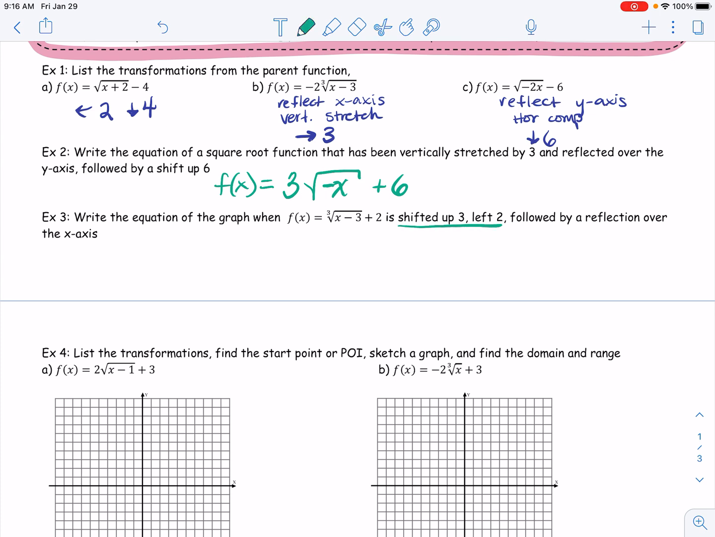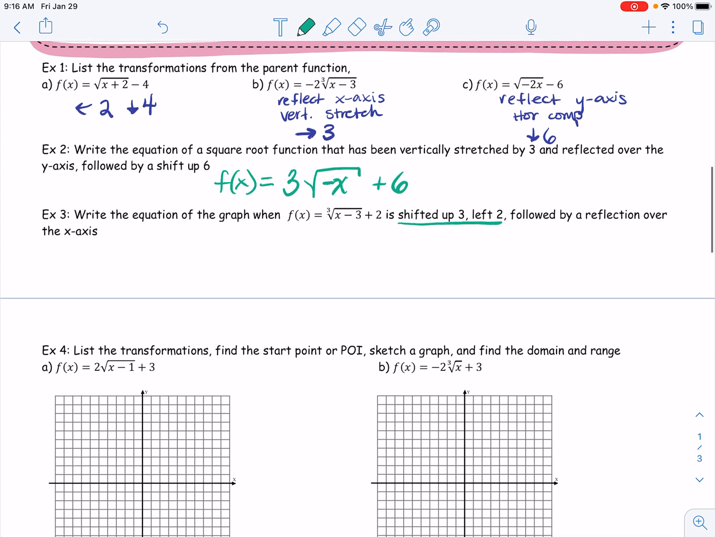So if I have already gone right 3 units and then I want to go left 2, then that means I've really only gone right 1 unit, because -3 plus 2 is -1. I've already gone up 2 units and I want to go up 3 more. So that means I'm up a total of 5 units.